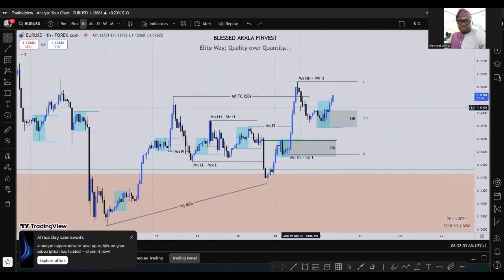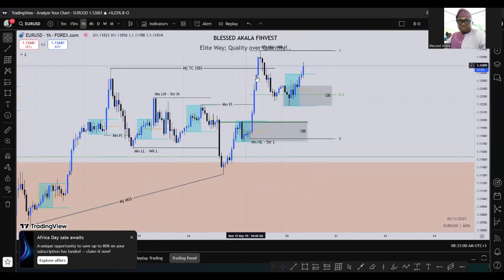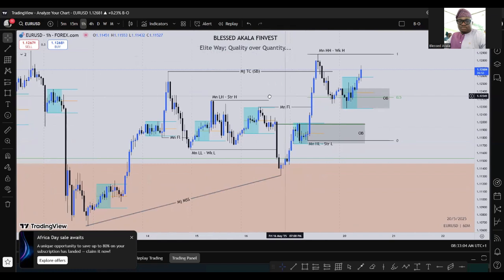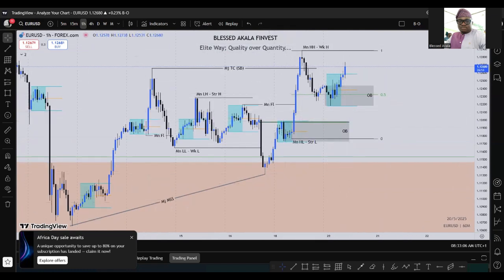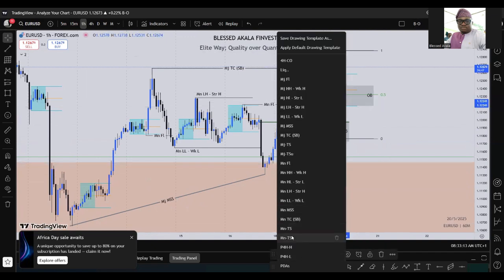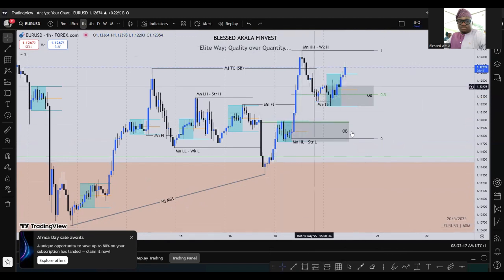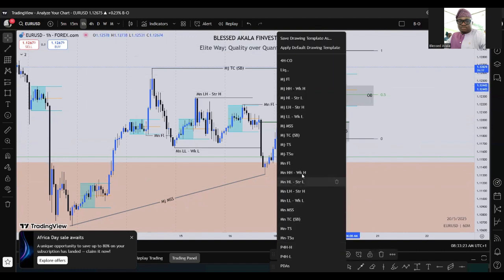Okay, so within the range that we have here on minor structure, we have this turtle soup within the range. And we talked about internal liquidity taking before. This is a minor liquidity taking, which is turtle soup, and we eventually have this flip here on lower time frame, which is a minor flip.